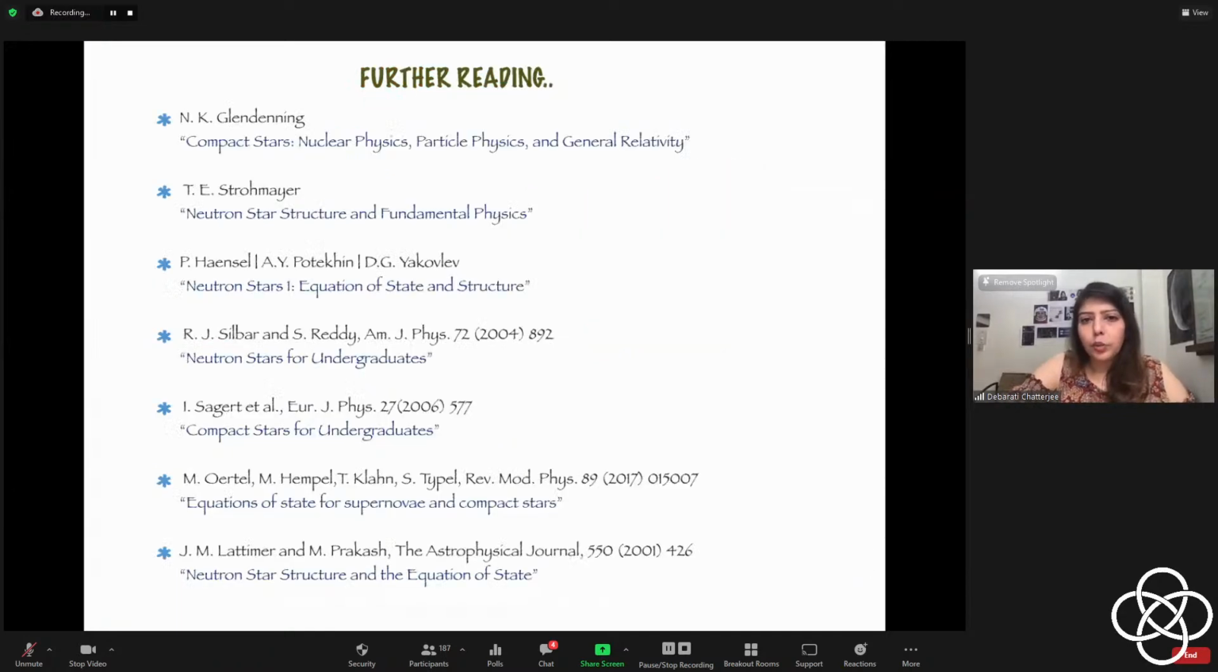So I will stop here. These are some reference books where you can find much more information about this. I will share the slides on the workspace.